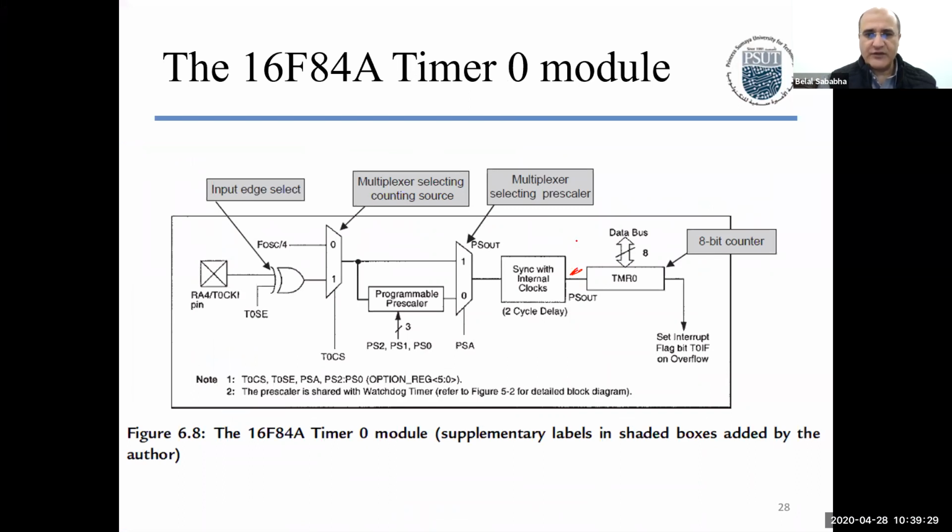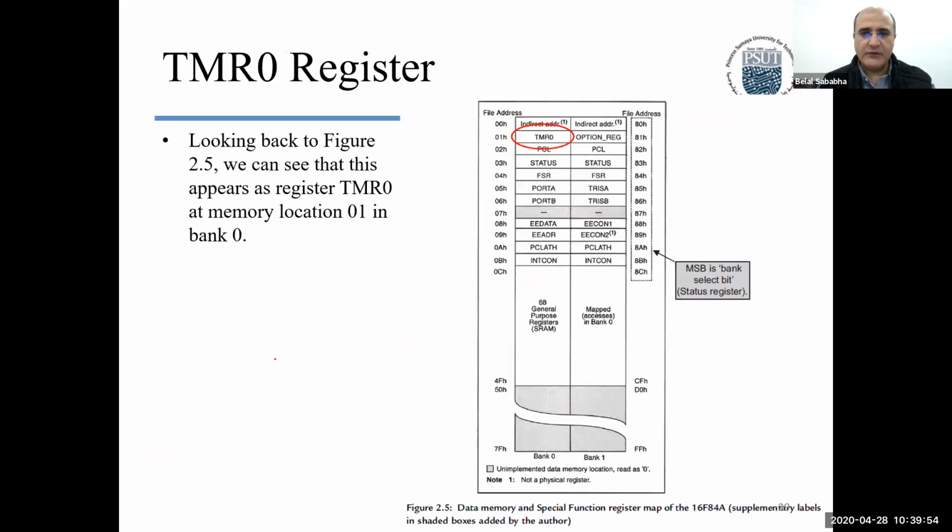The clock source can come from the oscillator clock, directly divided by 4, with or without a prescaler. Prescaler means you divide the frequency or multiply the time, the delay. Or it could be an external clock, where you choose which edge to increment on, a falling or a rising edge. And we saw that timer 0 is a memory location at the end of the day.